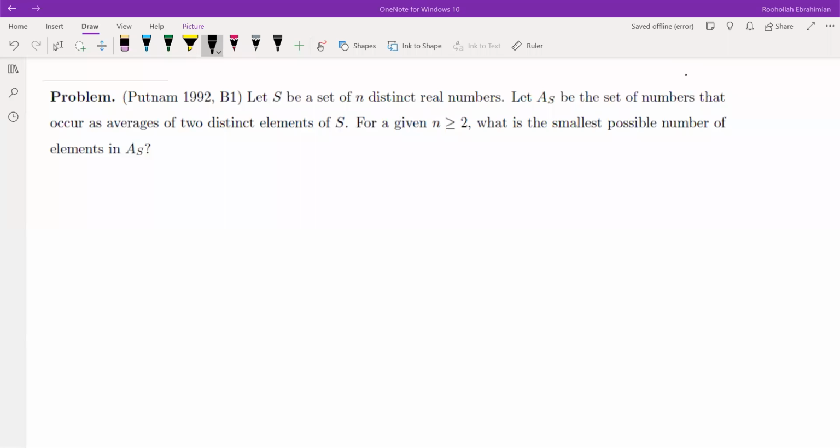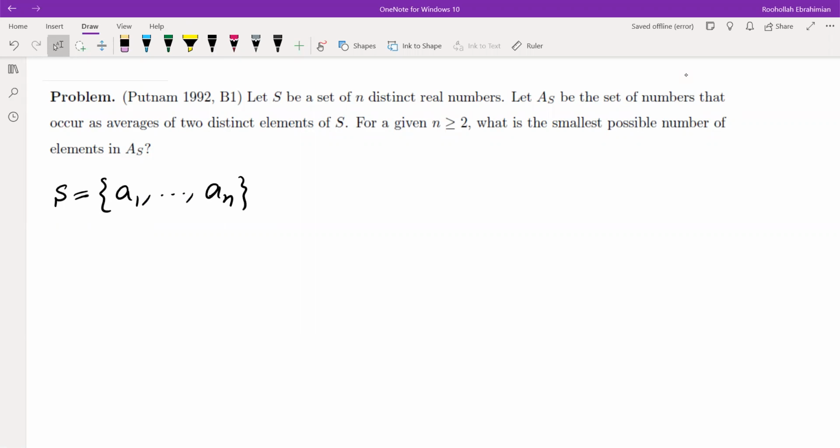Okay, so for this video, we're going to go over a problem from 1992 Putnam, problem B1. So this is not a particularly difficult problem. So the question is asking that we have n distinct real numbers. So let's write it down, A1 through AN.